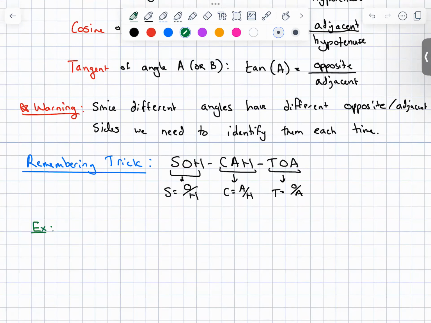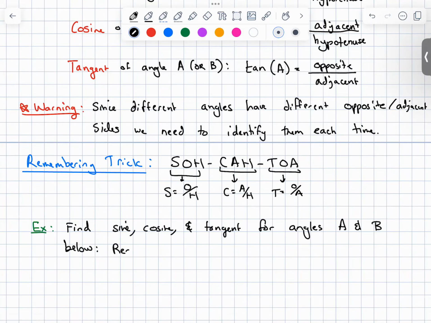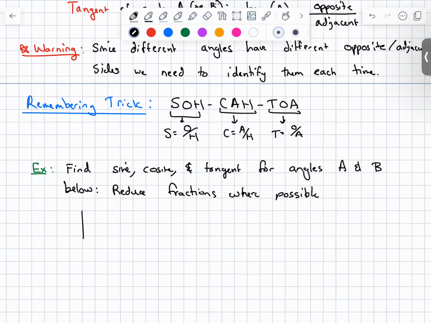Example: find sine, cosine, and tangent for angles A and B below. Reduce fractions where possible. So the triangle given to us, like this.